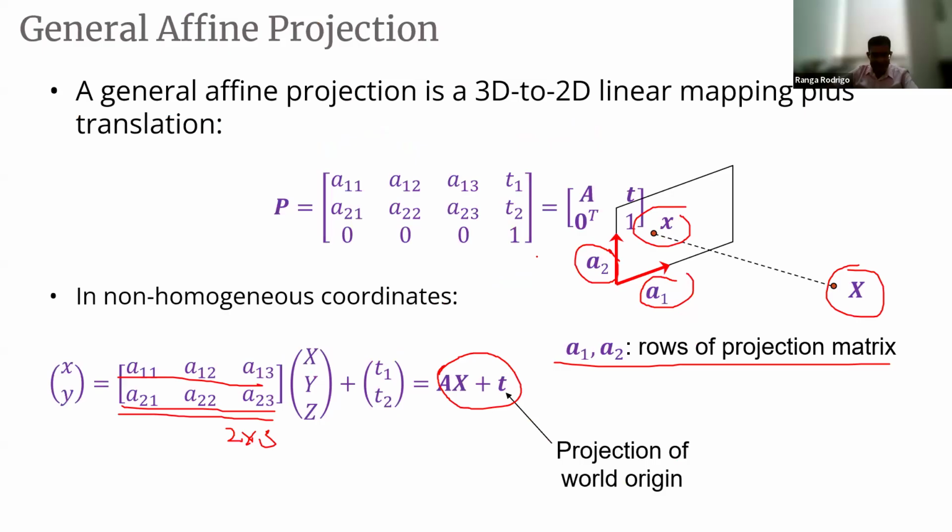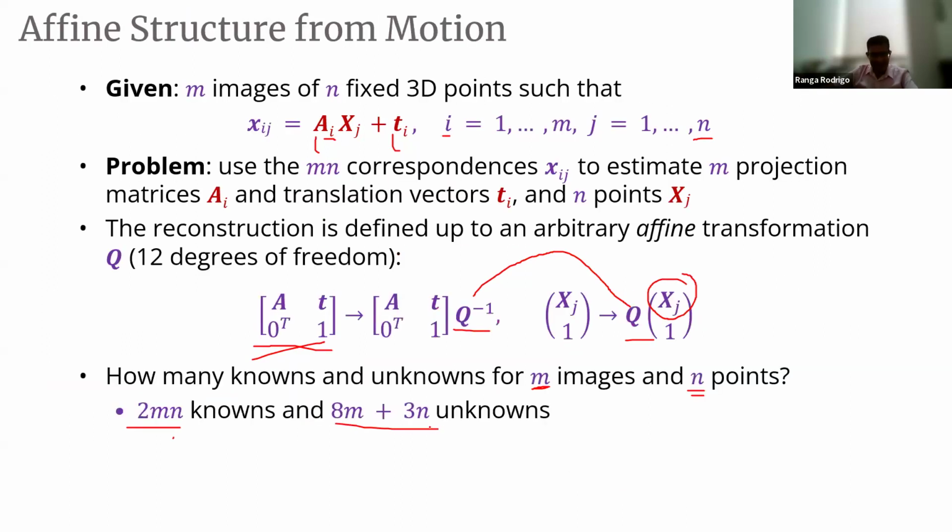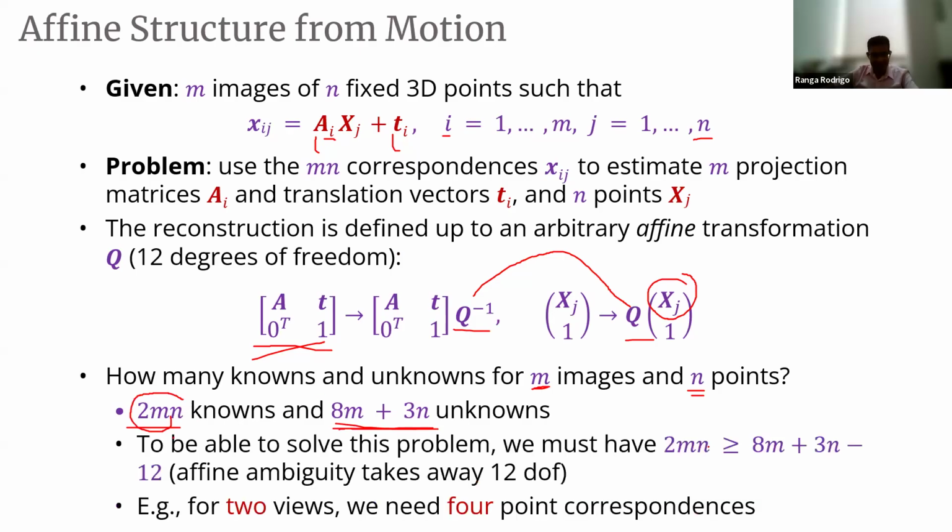So this is the T1 and T2 and 6 parameters, right? 1, 2, 3, 4, 5, 6. I'm sorry about that. 8 parameters. So that's why we have 8m plus 3n unknowns. We know that the number of equations must be greater than the number of unknowns, right? So we can have this constraint also: 2mn must be greater than 8m plus 3n. So affine ambiguity takes away 12 degrees of freedom. So that's why this minus 12 is required.